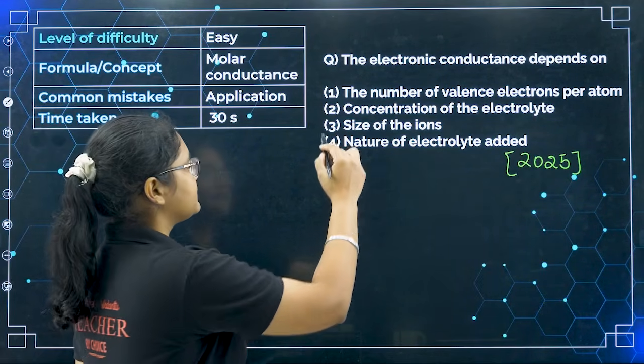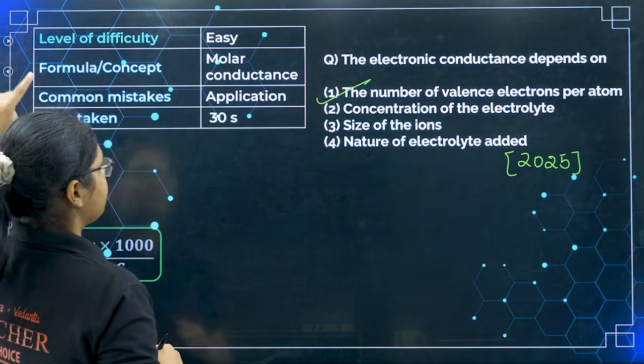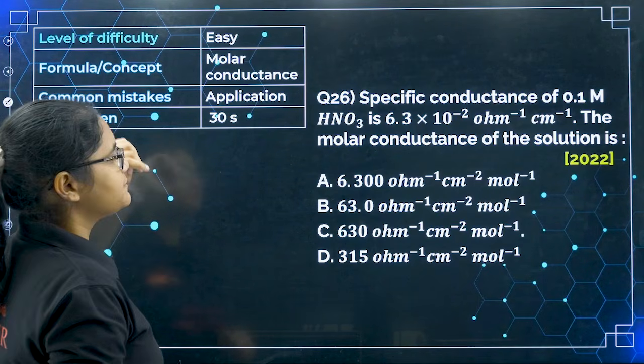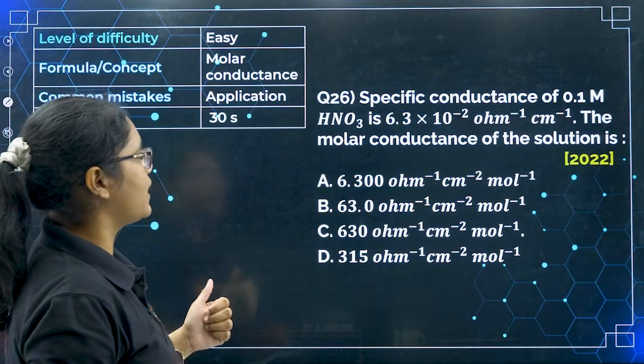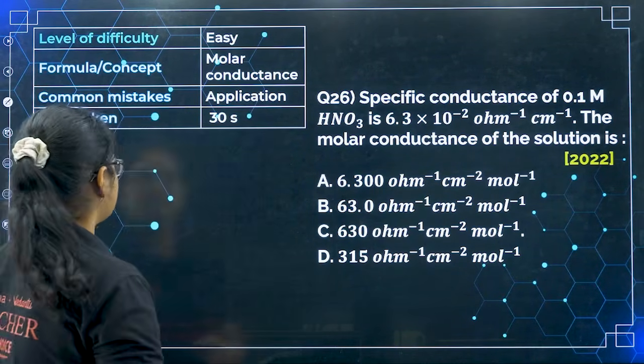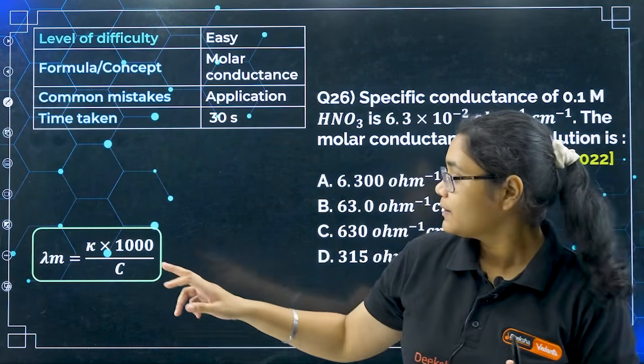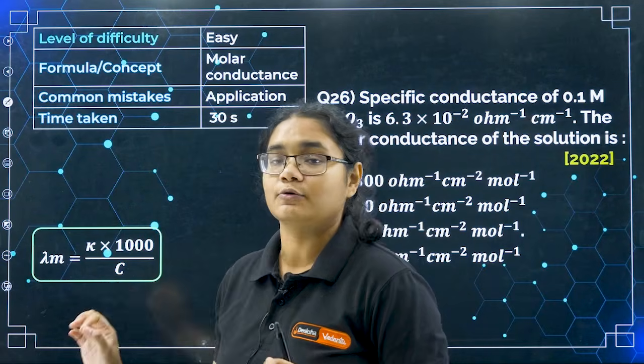Okay, it depends directly on the number of valence electrons, so option number A. Next, specific conductance of 0.1 M HNO3 is this much. Molar conductance is how much? What's the formula for specific conductance and molar conductance? We have molar conductance is equal to kappa into 1000 by C.